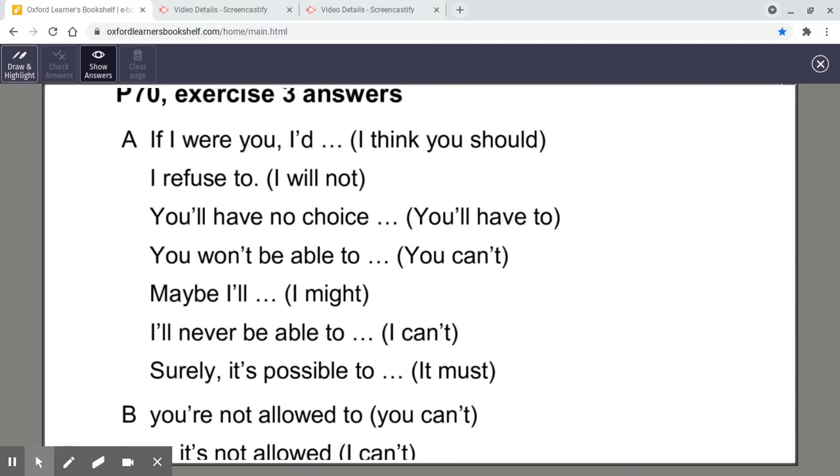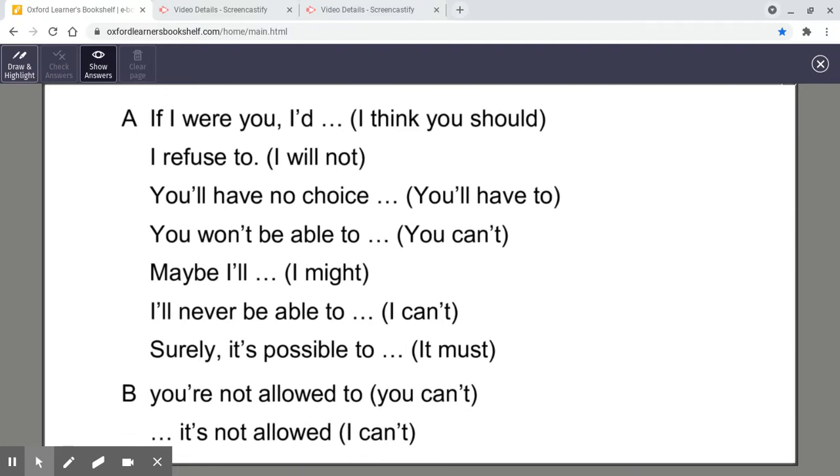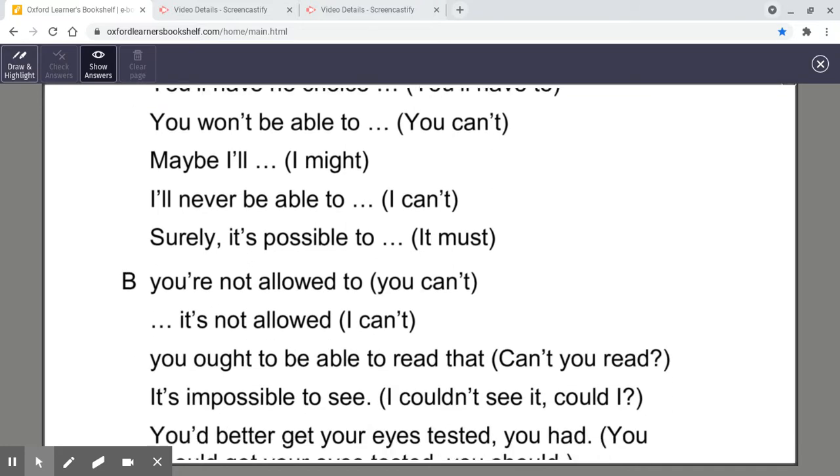Right. Now, as I've said before, I think these are very, very good for your speaking test. Instead of saying, I think you should, you can say, if I were you, I would. I refuse to is the same as I will not. You'll have no choice. Yeah, you'll have to. You won't be able to instead of you can't. Well, they're the same. Okay. Even though one of them, obviously, you won't be able to, is followed by a verb with to. You won't be able to do it, but you can't do it.